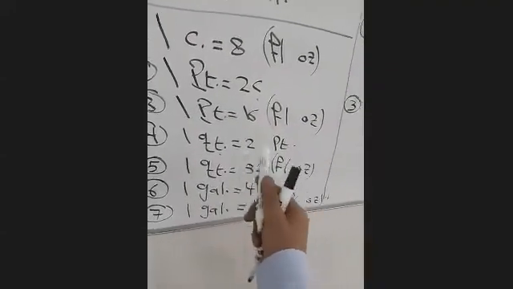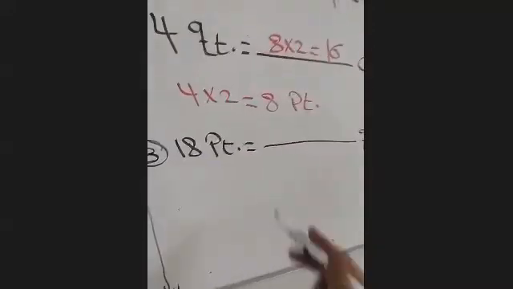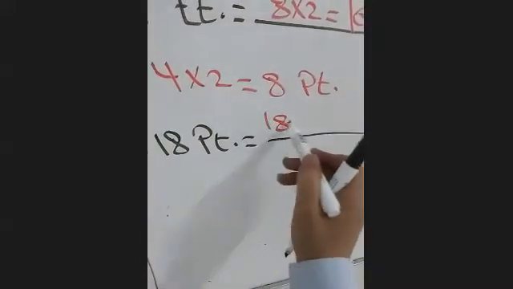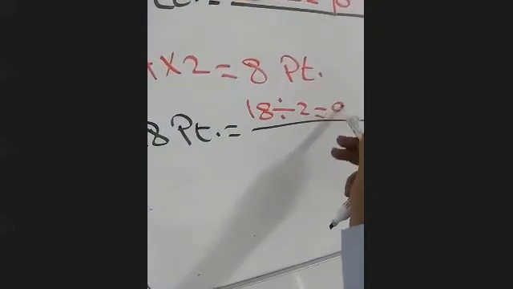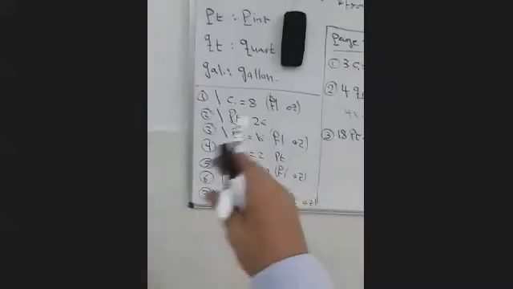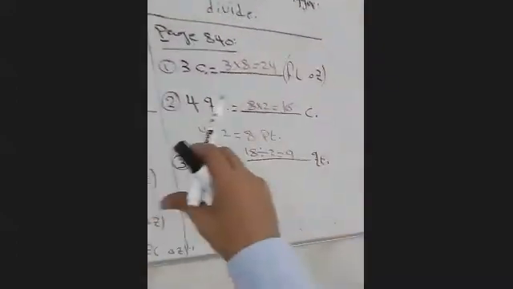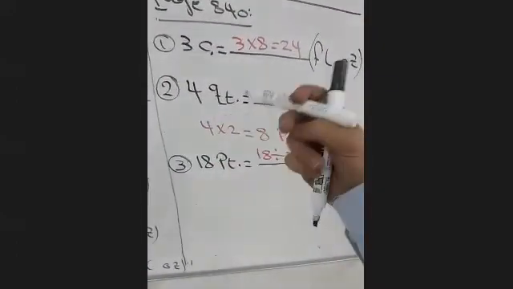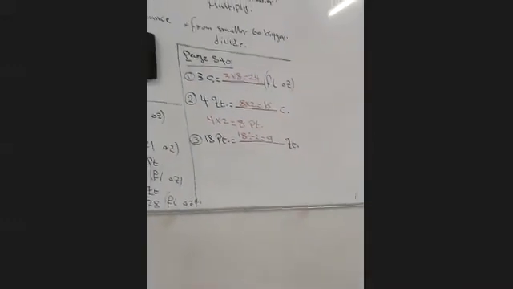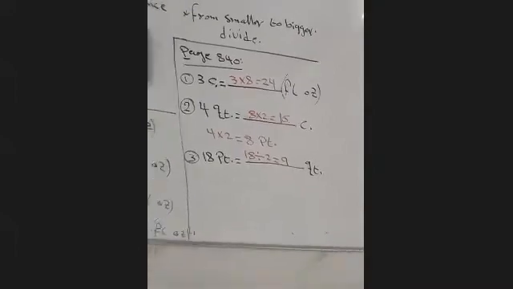So I'll divide by 2 this time. 18 divided by 2 is 9. So if you have a direct relationship, use it. If you don't have direct relationships, you can go back step by step until you find it. These are the 3 questions, page 840.